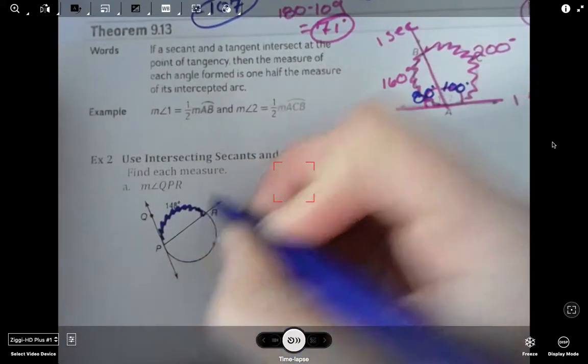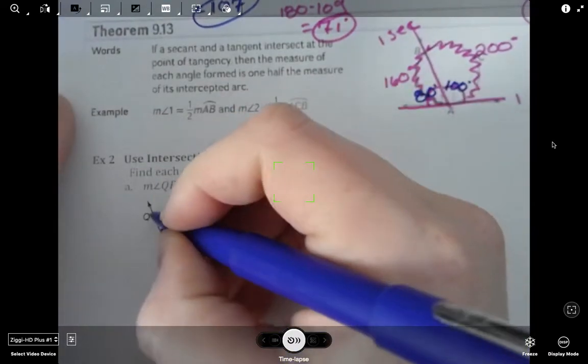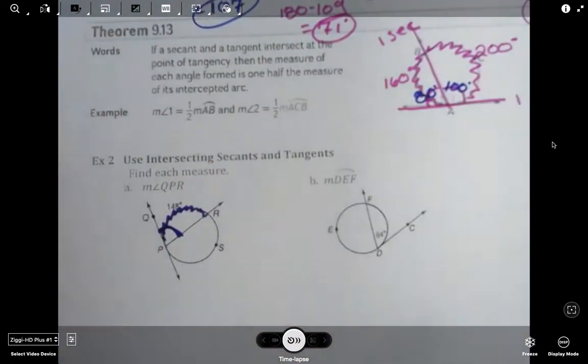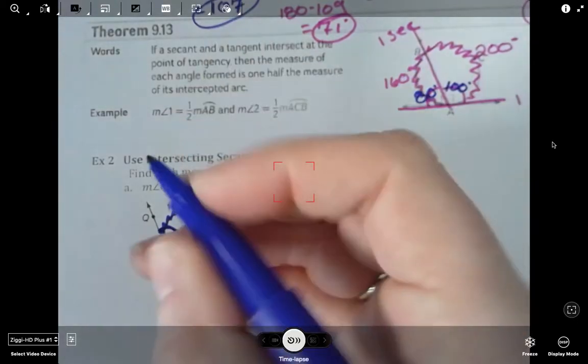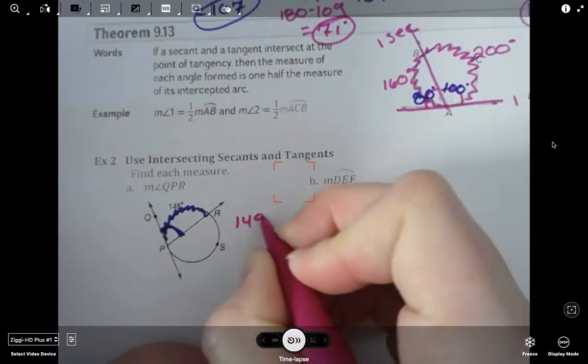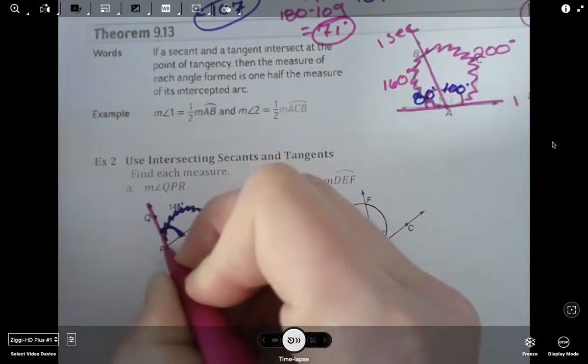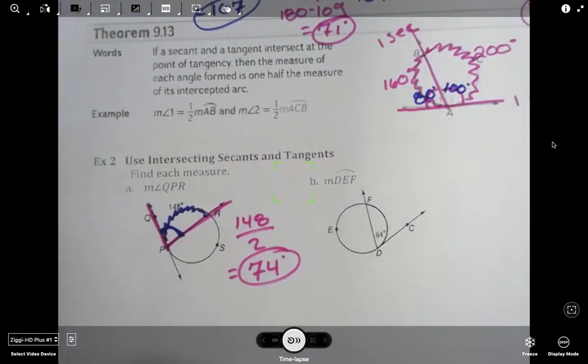Okay, so questions down here. This arc right here is 148. That's what's labeled. They want to know the measure of QPR. QPR is this angle here. So how do you find that angle rather than the arc? I want to know that angle that's made by those 2 lines. How do we do that? Divide by 2. 148 divided by 2. 74 degrees. So this angle that's made by those 2 lines is 74 degrees.